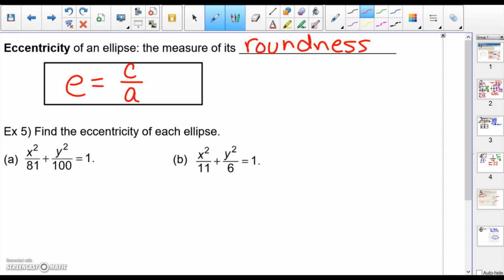Example 5, find the eccentricity of each ellipse. X squared over 81 plus y squared over 100 equals 1. So you can see the A number is with the y. It's going to be square root of 100 is 10, and the B number is going to be 9.